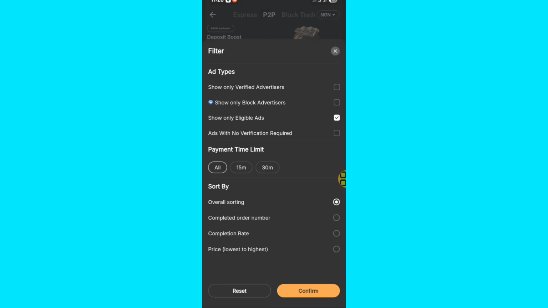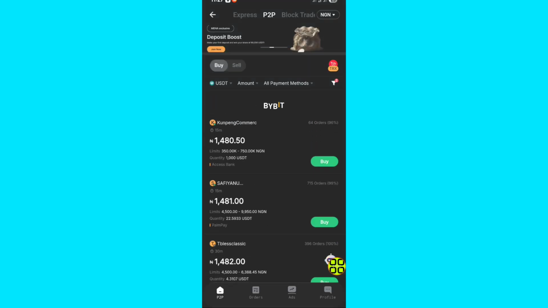After you tap on the filter section, go to where it says show only eligible ads. Make sure you check this option. After that, choose the time you want to use. Most of the time, I advise you to use 15 minutes, or 30 minutes, depending on you. Then tap on sort by overall, completion rate, or price lowest to highest. If you just want a good price, I advise you to use price. Or if you want the completion rate, use this overall sorting. Just leave it as it is. Now tap on confirm.